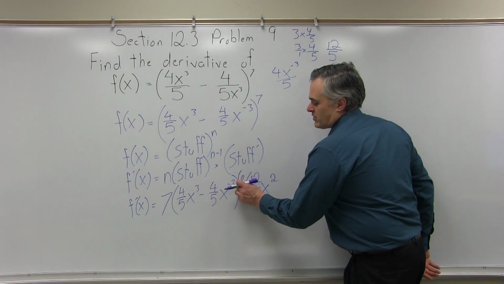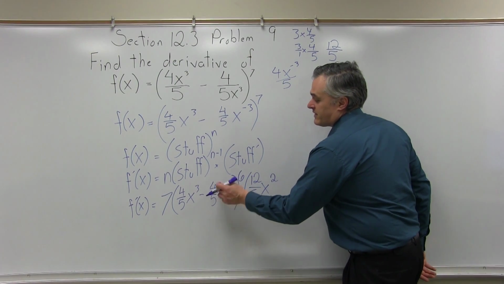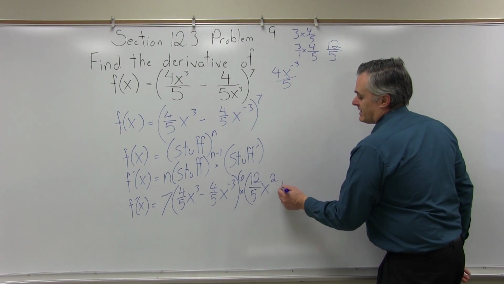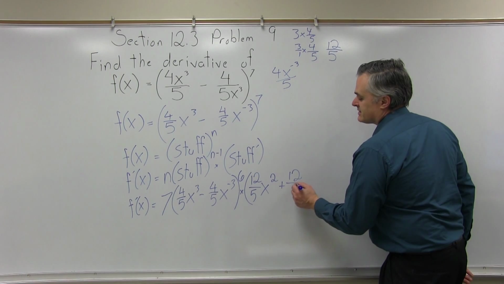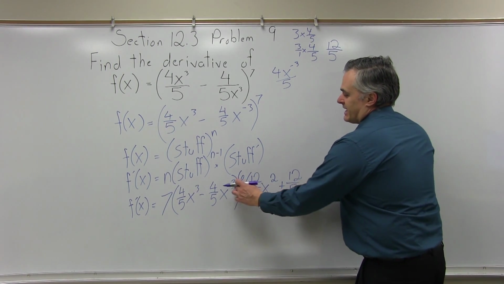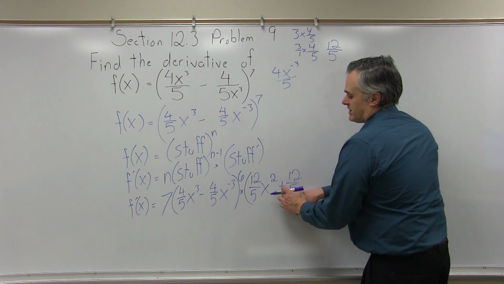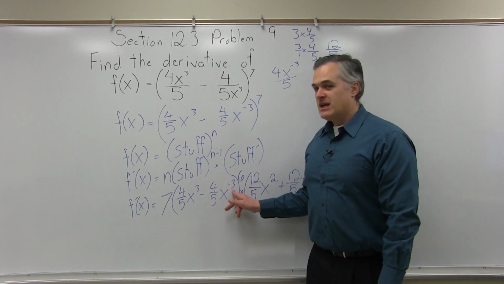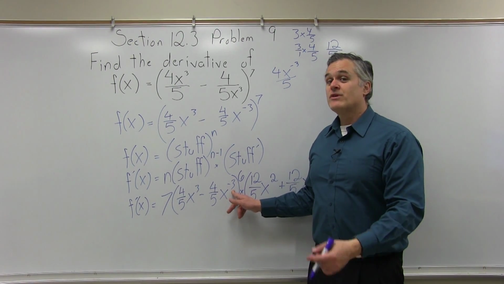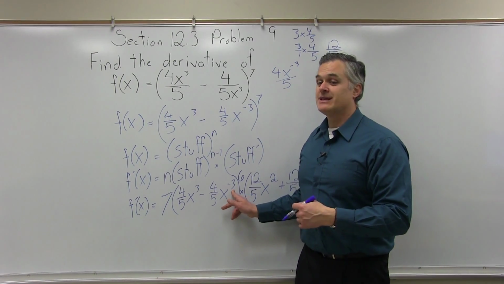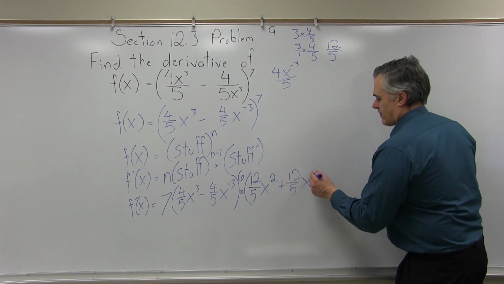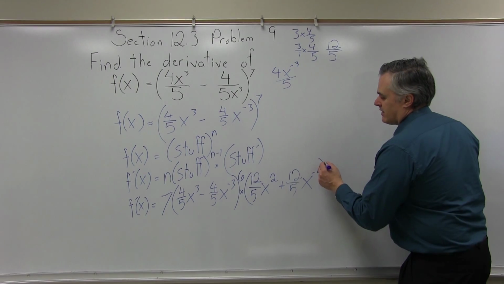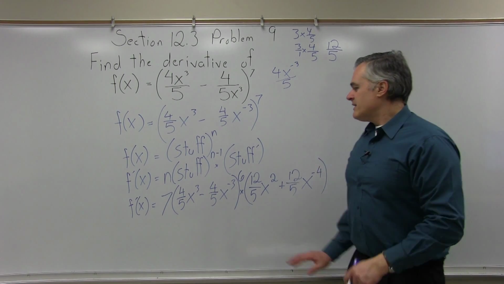So the exponent of negative 3 times the number in front of negative 4/5, once again, is 12/5, and because it's a negative times a negative, the result is positive. Then you have x to the 1 less power. Be careful now because it's negative. Negative 3 minus 1 goes down to negative 4. Close the parentheses. And that's the answer.